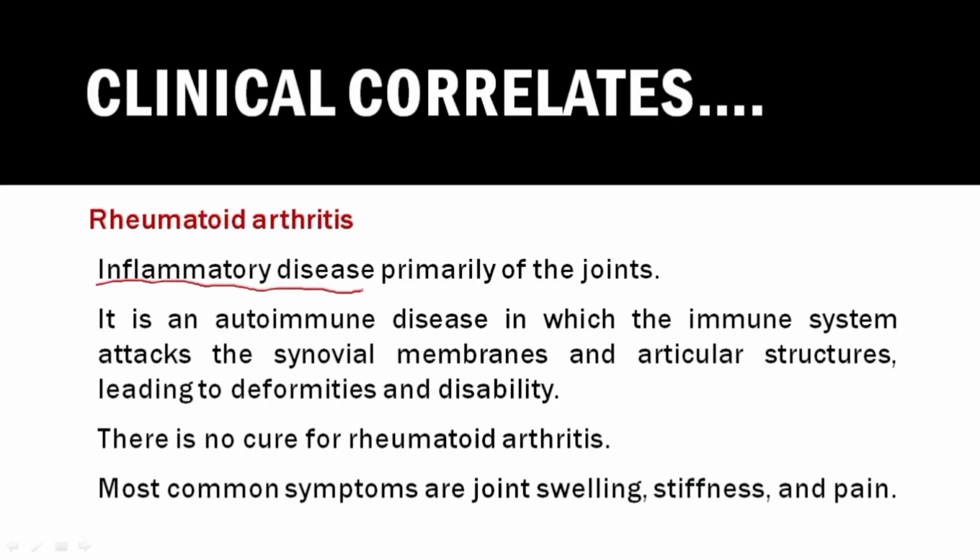Rheumatoid arthritis is an inflammatory disease, primarily of joints, and it is an autoimmune disease in which the immune system attacks the synovial membranes and articular structures, leading to deformities and disabilities. So rheumatoid arthritis is autoimmune and it is inflammatory. There is no cure for rheumatoid arthritis, but we have drugs we can give to relieve pain, swelling, and stiffness.